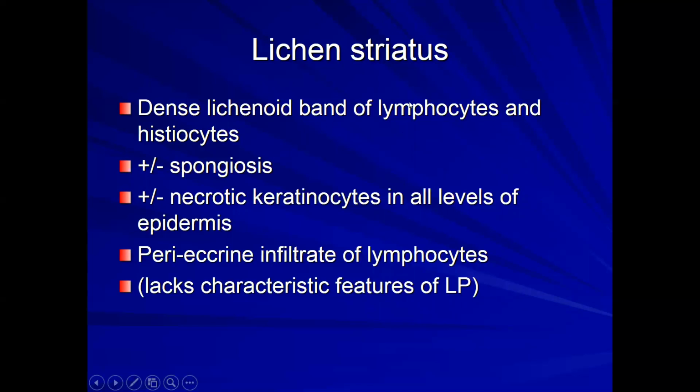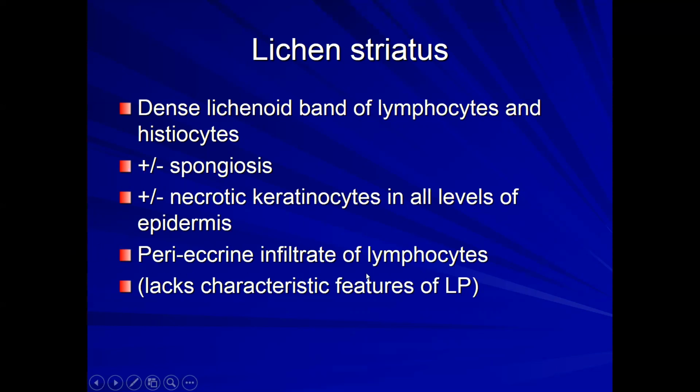Lichen striatus is also a dense lichenoid band, and it can look like lichen planus, but it often can look a lot like lichenitis, where it has lymphocytes and histiocytes, not necessarily epidermal cuffing. You can also have spongiosis, which, spongiosis plus lichenoid inflammation, leads to necrotic keratinocytes present in all levels of the epidermis, and not just at the DEJ like we saw with lichen planus. And then a more pathognomonic change is if you see a perieccrine infiltrate of lymphocytes. That all depends on if you're reading biopsies from academic centers or private practices.